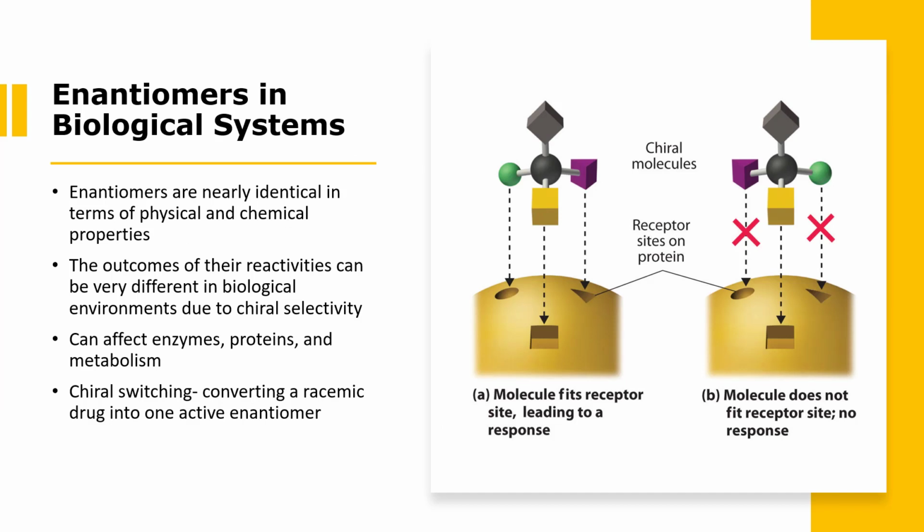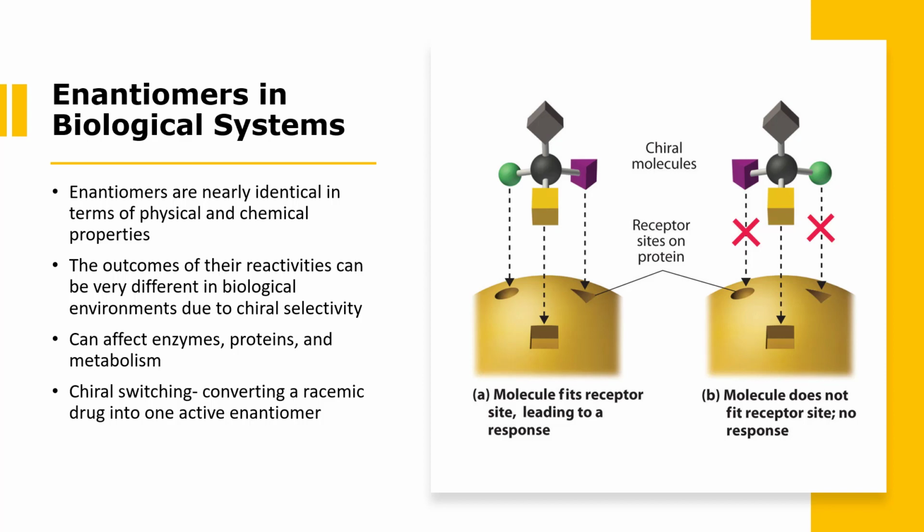Now that we understand what enantiomers are, let's talk about them in the context of biological systems. As said before, enantiomers have nearly identical physical and chemical properties. However, enantiomers can behave very differently in a biological setting due to chiral selectivity. A pair of enantiomers can affect proteins, enzymes, and metabolism in different ways. Therefore, a drug that is developed as a racemic mixture can have different effects based on the 2 different enantiomers.